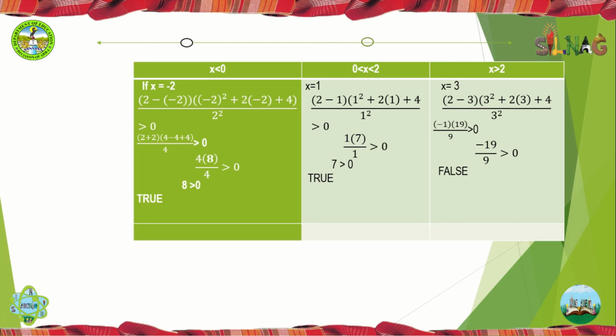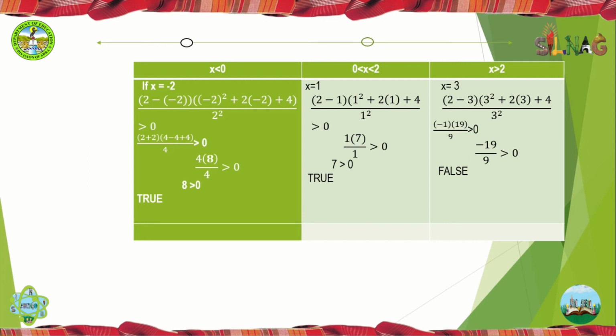Then the quantity of 2 plus 2 times the quantity of 4 minus 4 plus 4, close quantity, over 4 is greater than 0. Then we simplify again the left side. So we have 4 times 4 over 4. Then you cancel 4. So what is left is 8 is greater than 0. So the given is a true statement, meaning the numbers which are less than 0 are solutions of the given inequality.